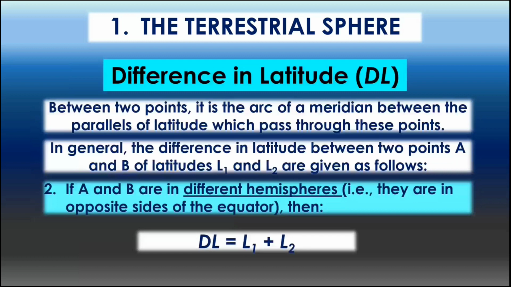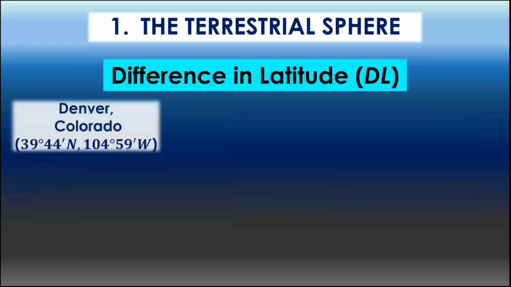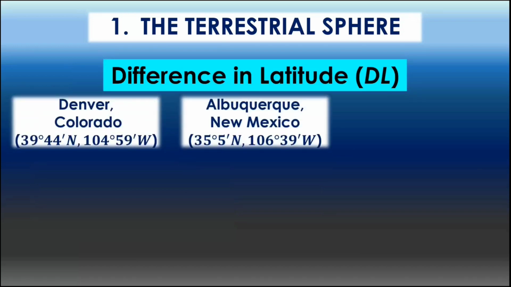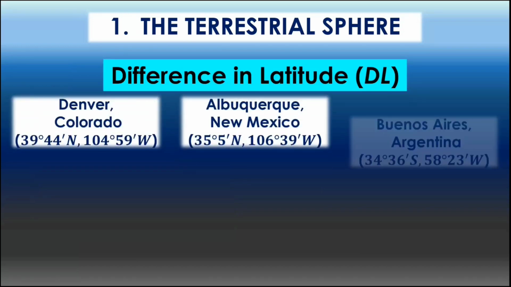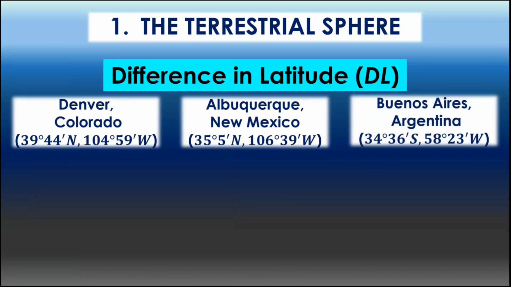Simply, in getting the difference in latitude, you're going to add the two latitudes. So we have here three places. So we do have Denver, Colorado, with the coordinates 39 degrees 44 minutes north as the latitude. Remember, what we need is the latitude. So just to have a clue.